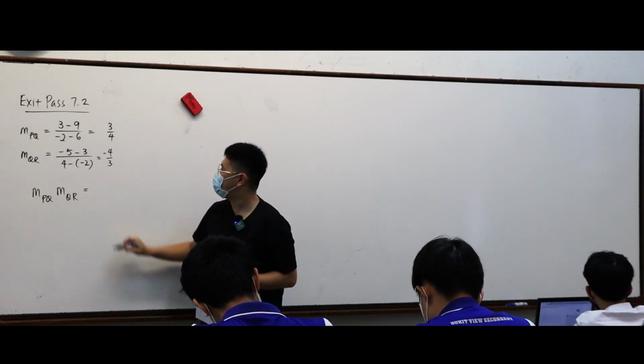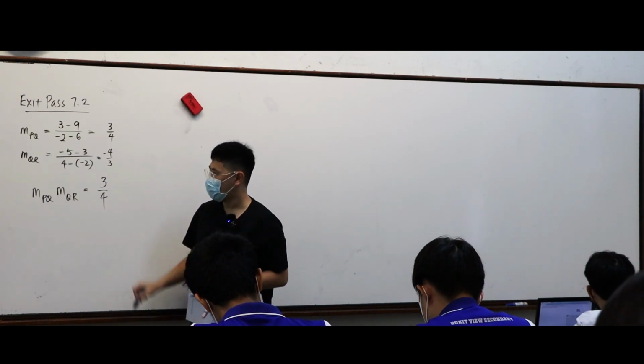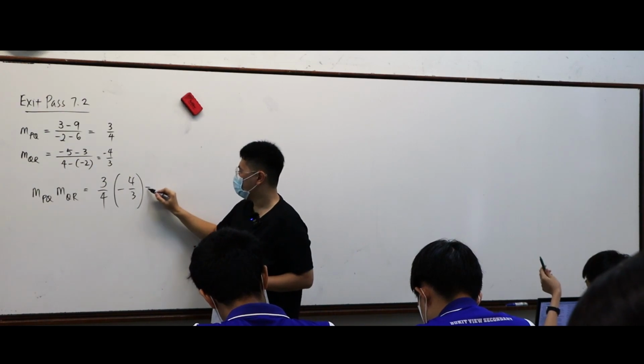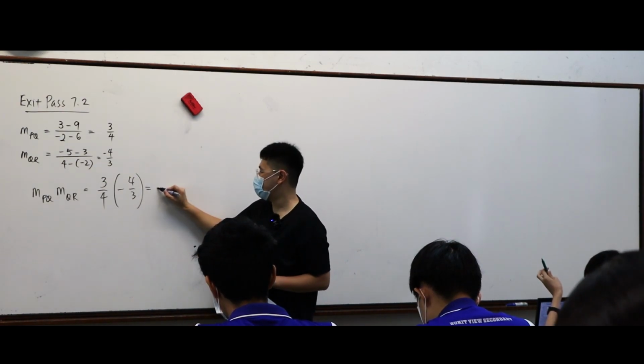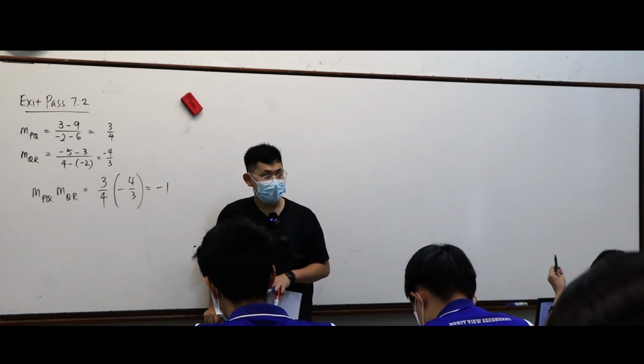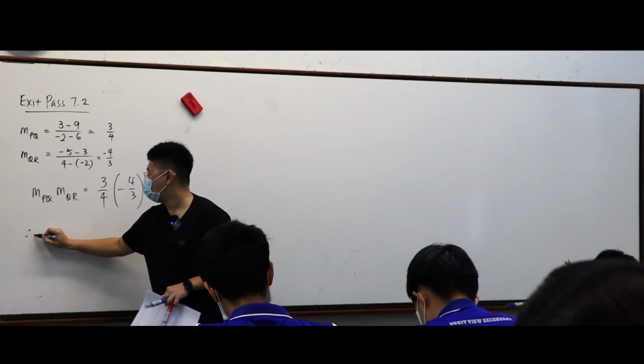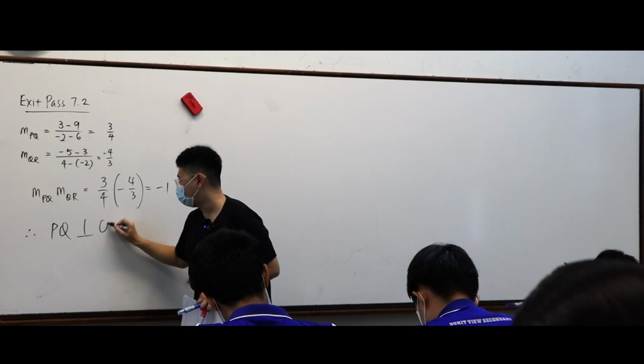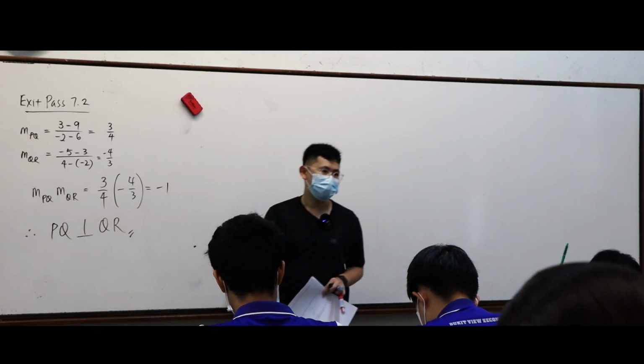So what's the gradient of PQ? -3/4. What is the gradient of QR? -4/3. When you multiply these together, the answer is -1. Okay, so therefore, because this happens, PQ is perpendicular to QR. Just like that.